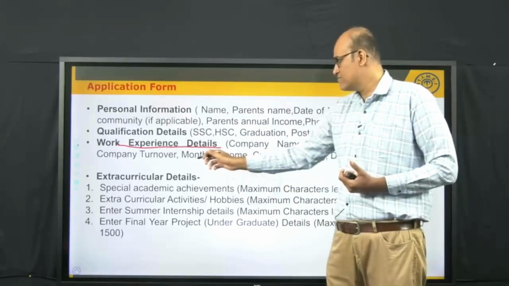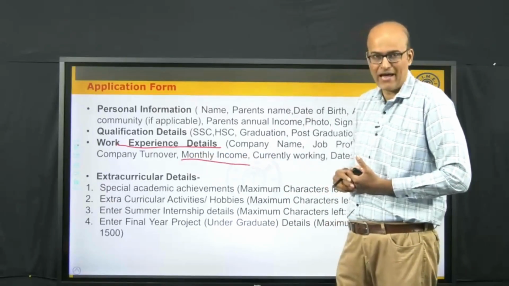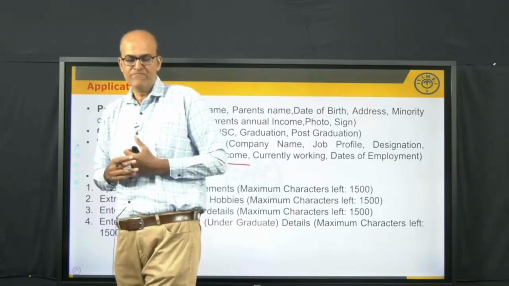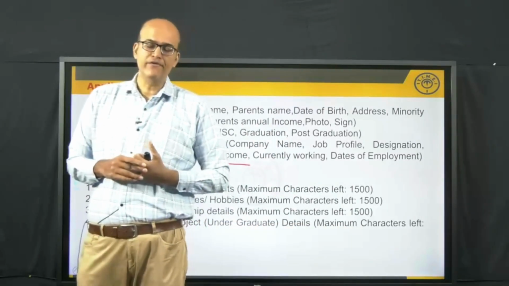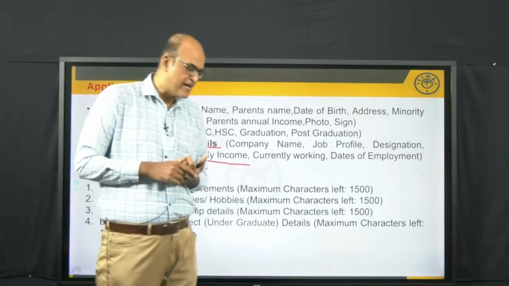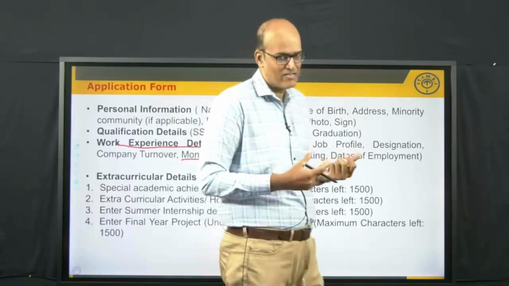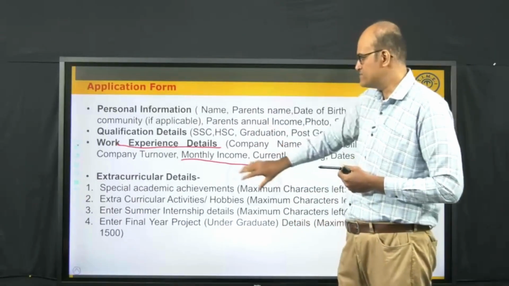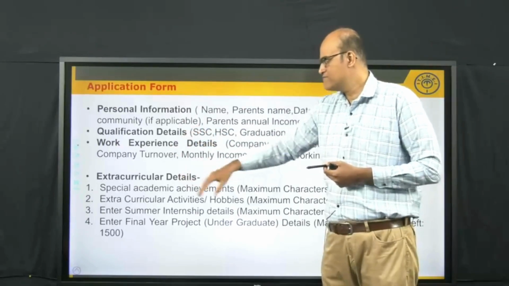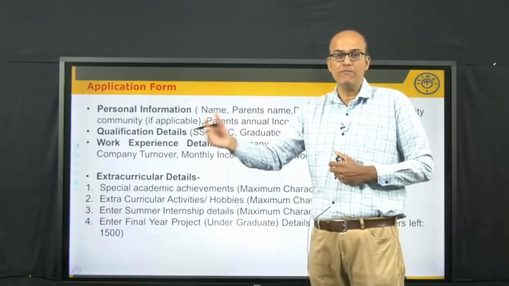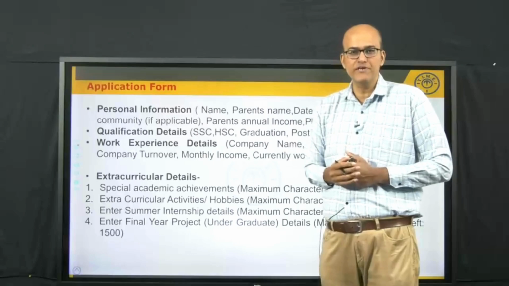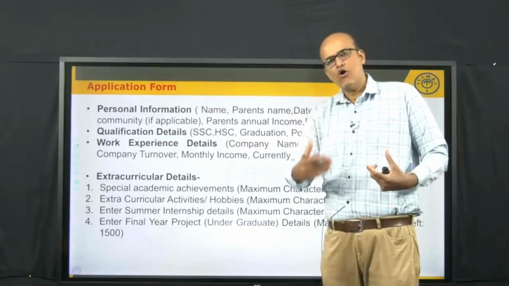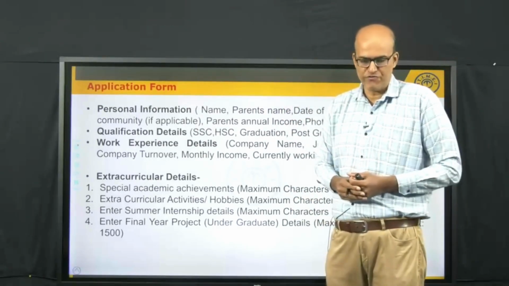Then your monthly income is being asked. Remember, this is monthly income. They are not asking per annum. They are asking you monthly, what's the income? What's the gross salary that you have got? Then, whether you are currently working or did you resign will be asked. And then, of course, dates of employment would also be asked. When did you begin working in that company and when did you leave, in case you left? Now, this information can be entered for multiple companies, because some of the people watching this video might have worked in 2 companies or more than 2 companies. So that option of filling up multiple companies is available.